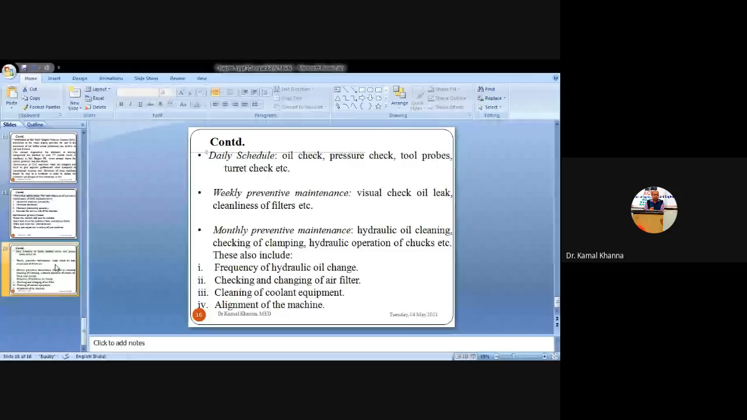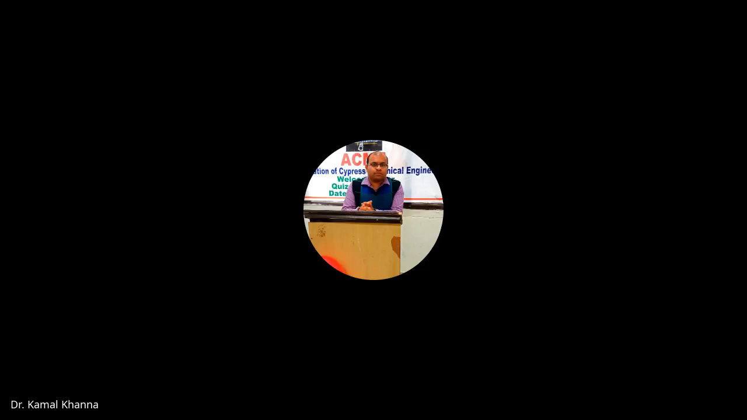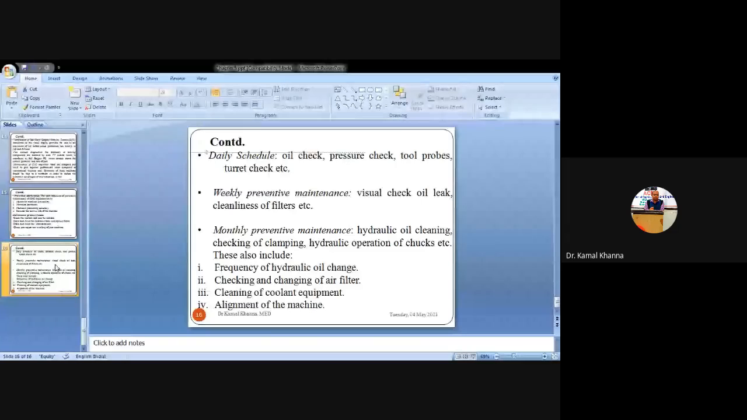Next is the weekly preventive maintenance. In the weekly preventive maintenance, the worker has to visually check for leakage of the oil, the cleanliness of the filters, and the viscosity of the lubricant which is being used in the cutting zone. So these kinds of activities fall in the category of the weekly preventive maintenance.